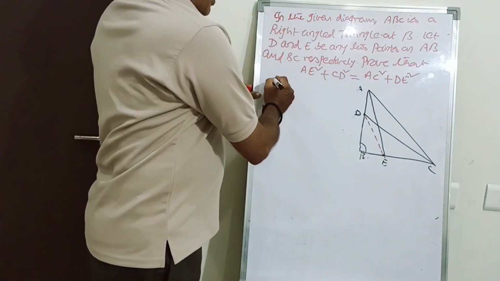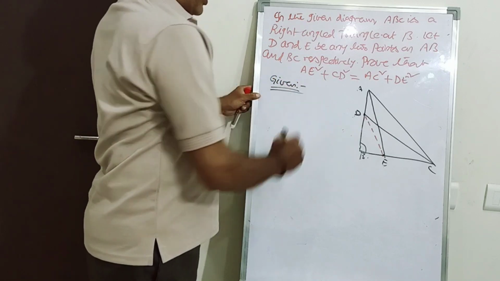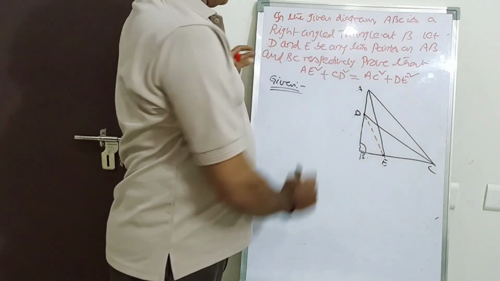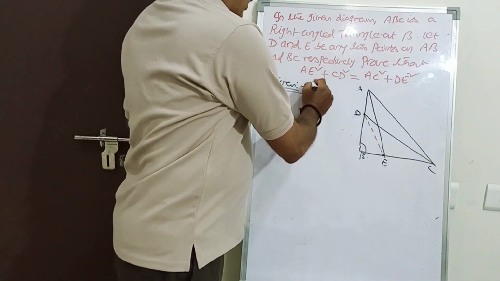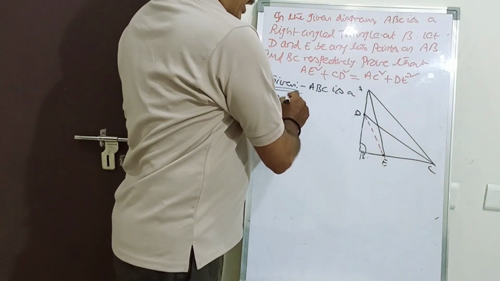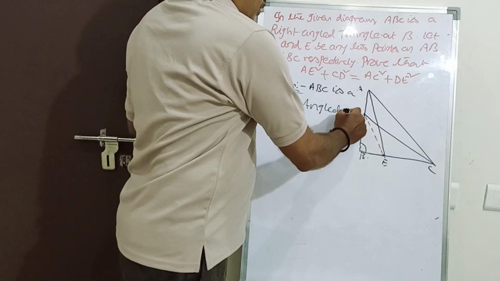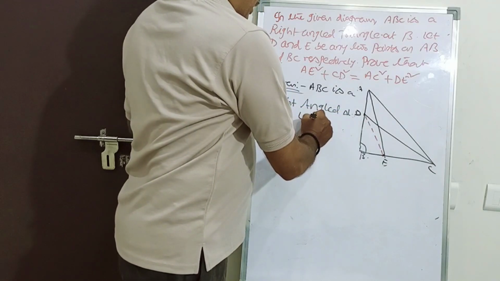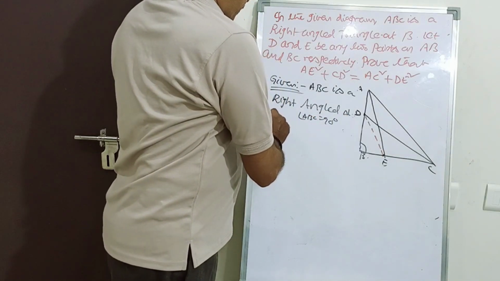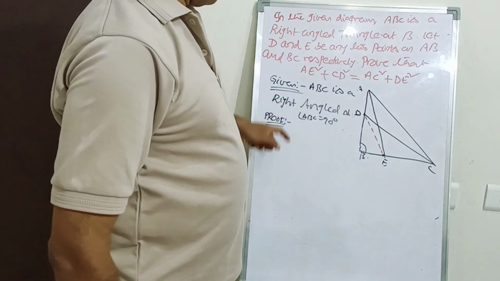So let us write what is given in the problem. Let's go through the given data. ABC is a right angle triangle. Therefore, angle ABC is equal to 90 degrees. So let us go through the proof.